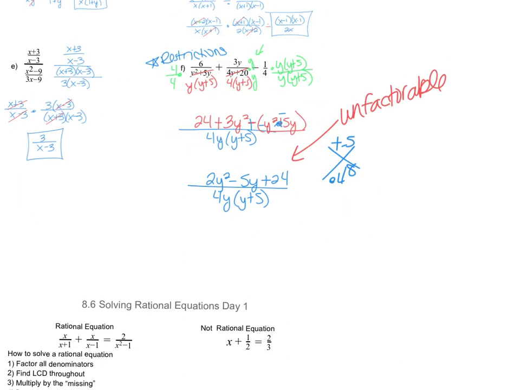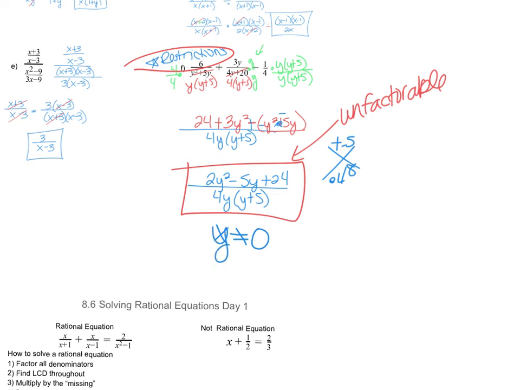So our answer is that, but then also don't forget the restrictions. Remember I said that was coming on these. So each piece cannot equal 0, and actually you can just look right here. So 4y equals 0, so x cannot be 0. Oops, sorry, we're talking about y's, my bad. Change that to a y. Y cannot equal 0 or -5.